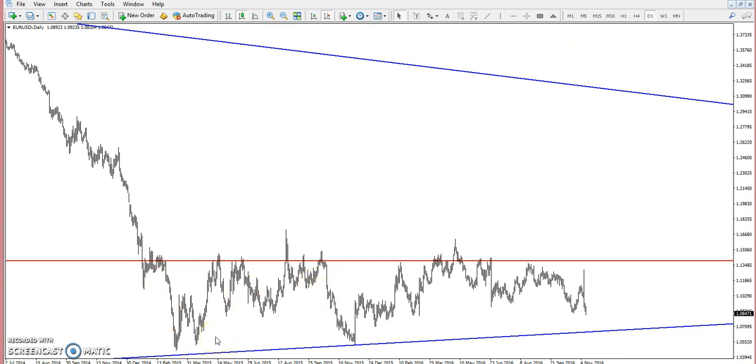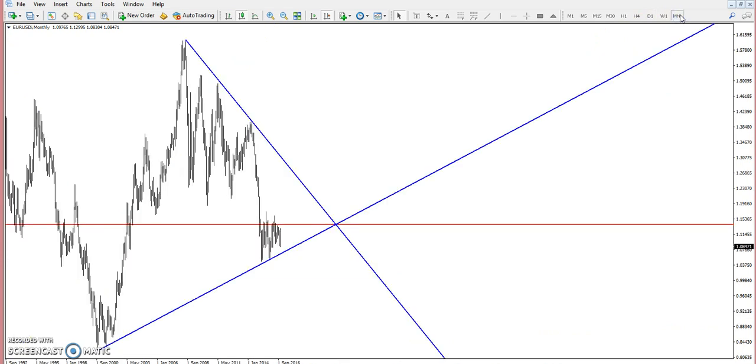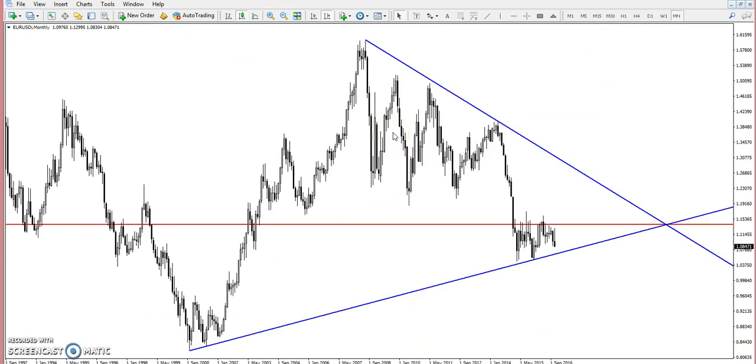And here's the thing. When people draw trend lines, nine times out of ten, this is what they're looking for. They're looking for it to come up, make that low, and then tap it, come down, tap it. And every time it taps, they're trying to sell at it.